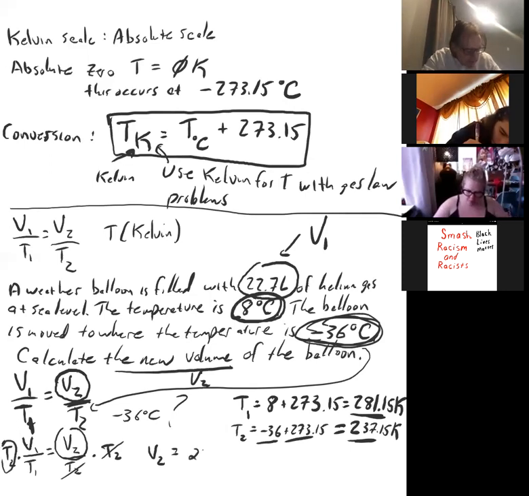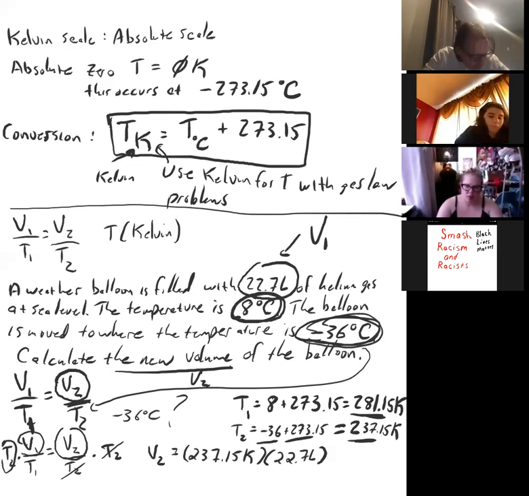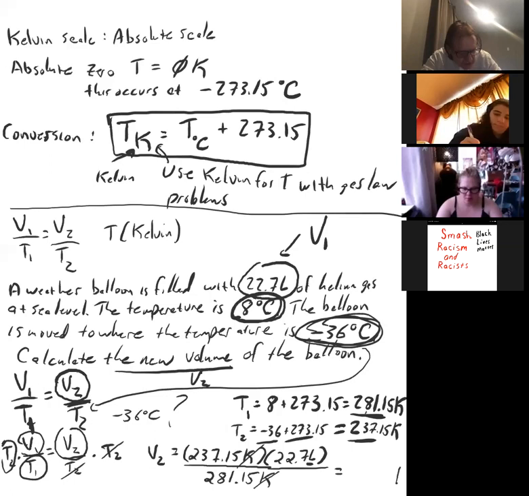237.15 K times V1. So let me put these in parentheses. V1 was 22.7 liters. And then we're going to divide that by T1, and T1 was 281.15. The units, Kelvin over Kelvin, is one. So we're only going to have liters in our units. That's good, because that's what we wanted. We wanted to know what V was.